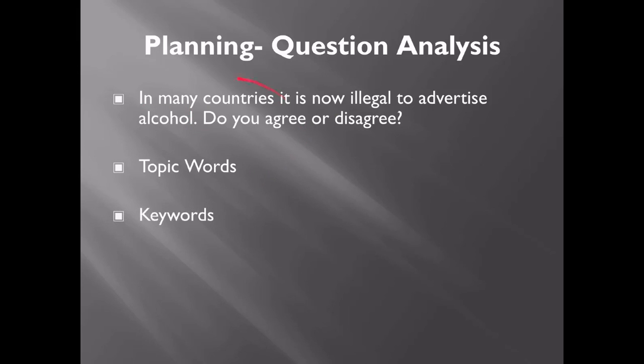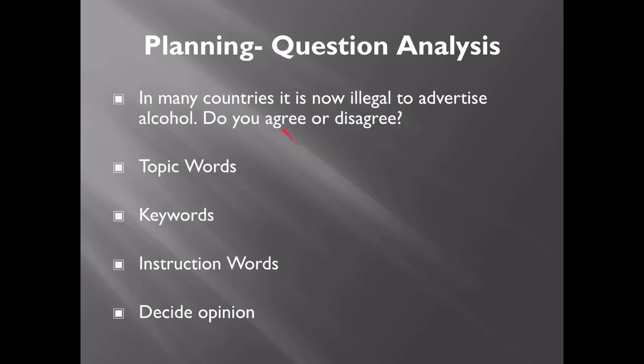So in many countries, so not all countries, it is now illegal. So they are not allowed to do this. It is against the law to advertise alcohol, which is quite a strong step. And not many countries do this, but there are quite a few countries that do this. And we have to say whether we agree or disagree. So now that we have fully understood the question, we can move on to the next stage, which is deciding our opinion. So we need to decide whether we agree or disagree with this.